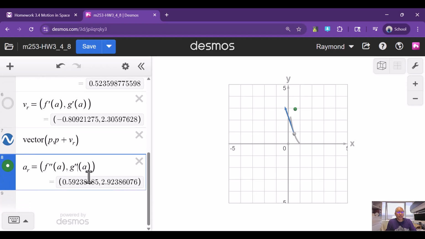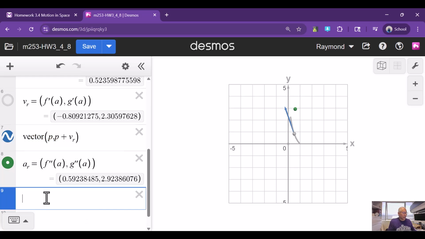So we have the same issue here. We just get a random point out in space somewhere, but we don't want that random point. We want to actually create a vector. So we'll type vector and then p comma p plus the a sub r vector that we just found.